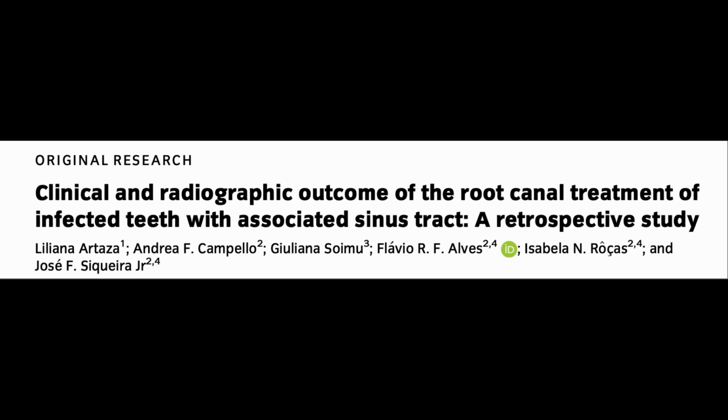Chronic apical abscess is a form of apical periodontitis caused by bacterial infection of the root canal and characterized by periapical radiolucency associated with an intra or extraoral sinus tract. The prevalence of this condition is 18.1%. So, 1 in every 5 teeth with periradicular inflammation will present with a sinus tract.